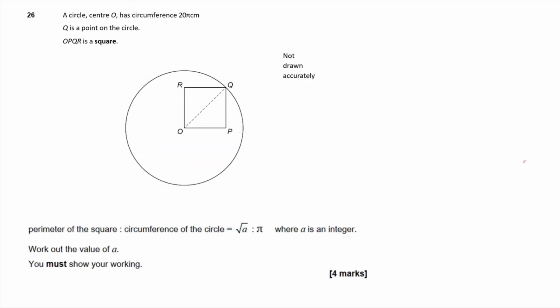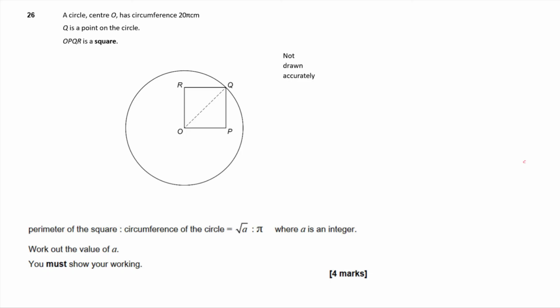Question 26. A circle center origin has circumference 20 pi centimeters. Q is a point on the circle. OPQR is a square. The perimeter of the square to the circumference of the circle is in the ratio of root a to pi, where a is an integer. Work out the value of a. You must show your working.